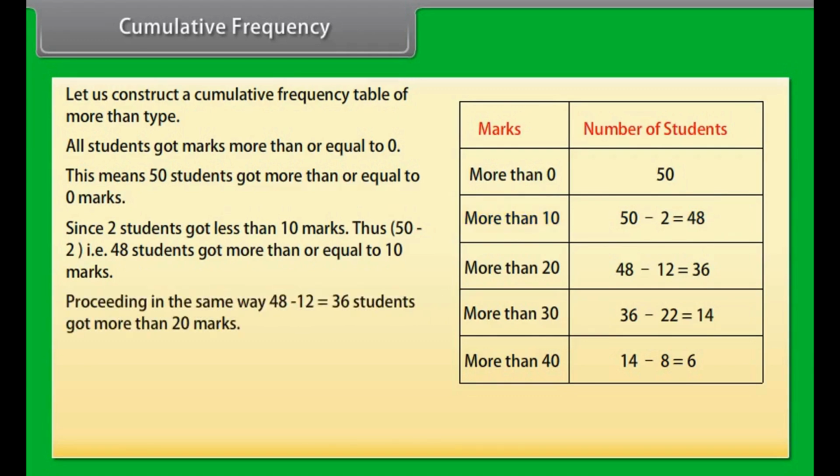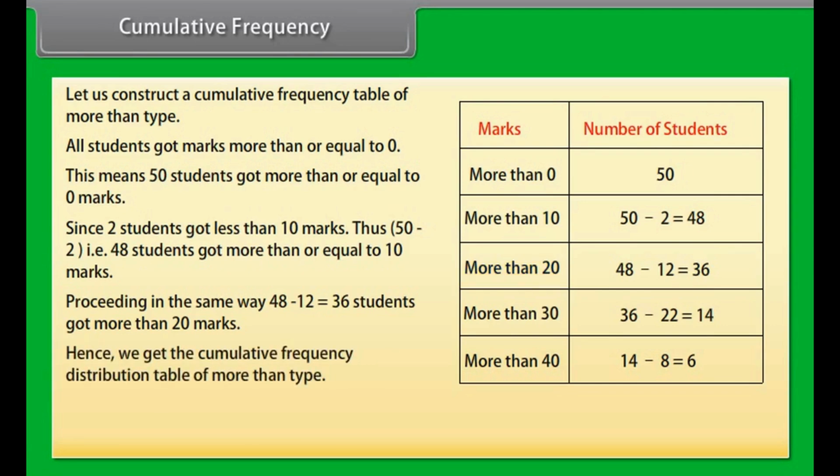Proceeding in the same way, 48 minus 12 equals 36 students got more than 20 marks. Hence, we get the cumulative frequency distribution table of more than type. For marks more than 0, number of students are 50.